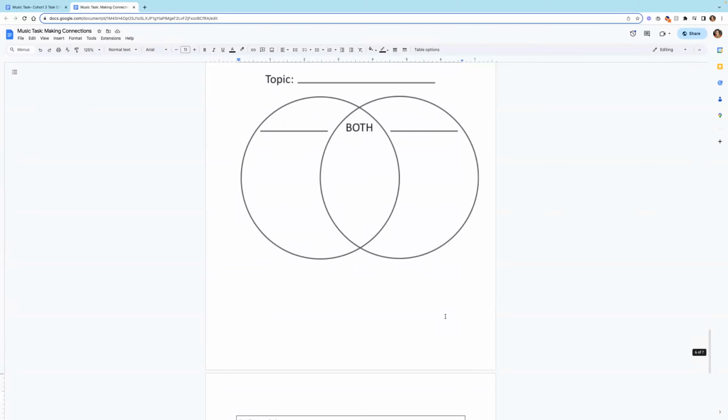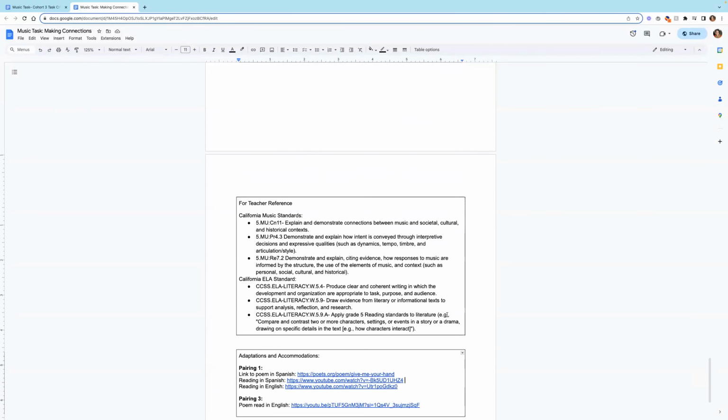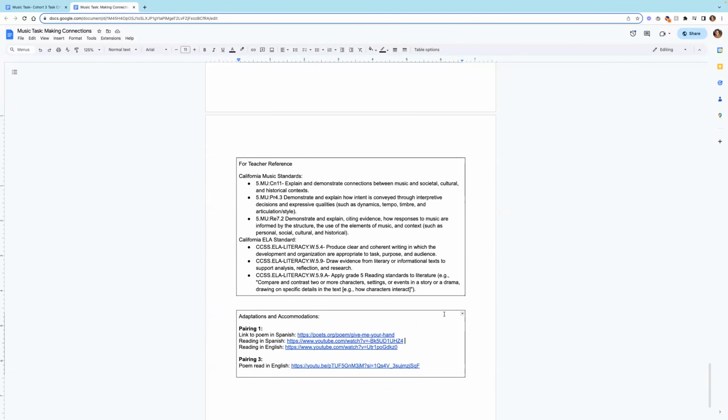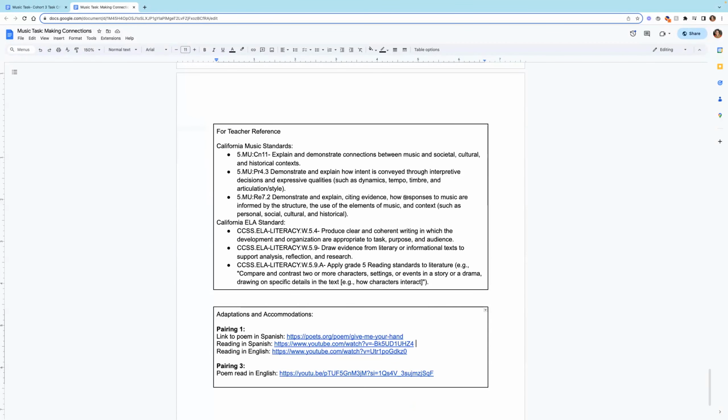So I tried to find some ways to make it more accessible, more adaptable. I didn't include extension because I didn't know if that would be something that would be truly part of this task, but it seems like something that could be done as a next step within this task process. So that is how I got to where I am with my thinking around this music task.